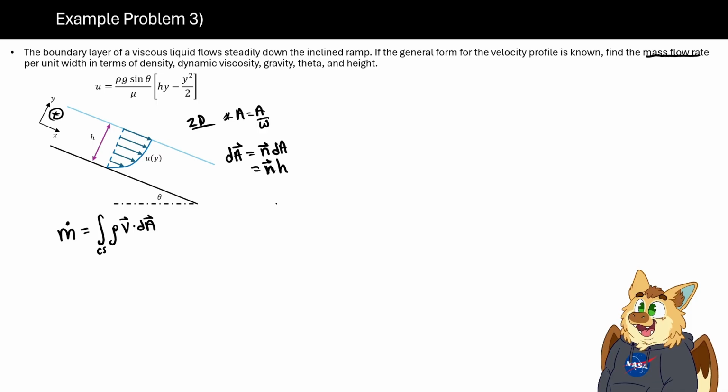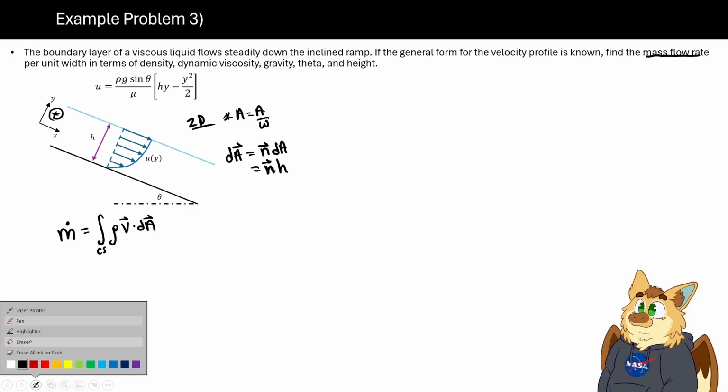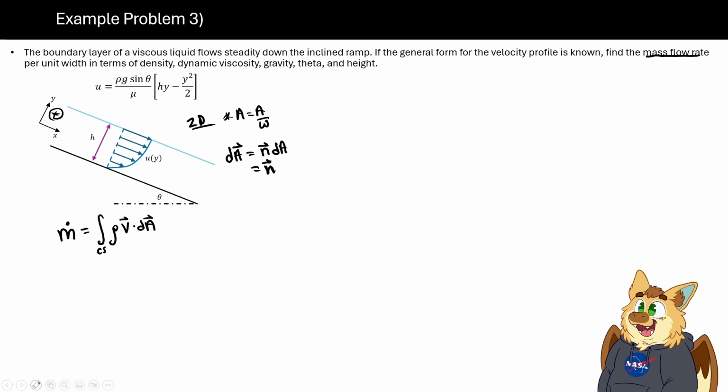Or you could just call it dy if you wanted to. To be more mathematical, we'll call it dy. Eventually, it'll end up working out to h, but we're going to use it as dy because, again, velocity is varying in the y direction, so we have to use a y differential here. So let's plug everything in and just start solving it out, and we'll talk through it.